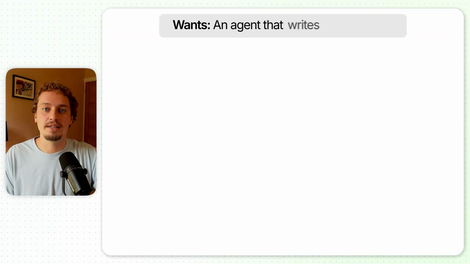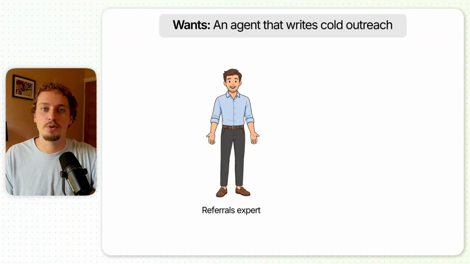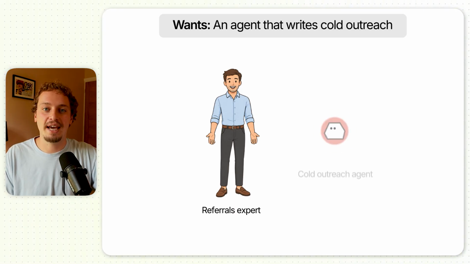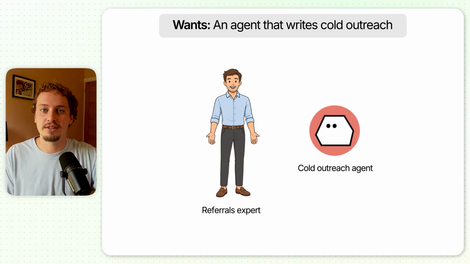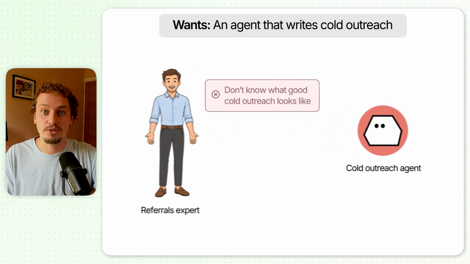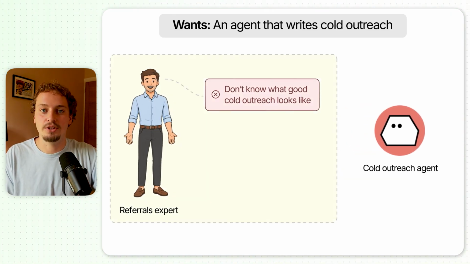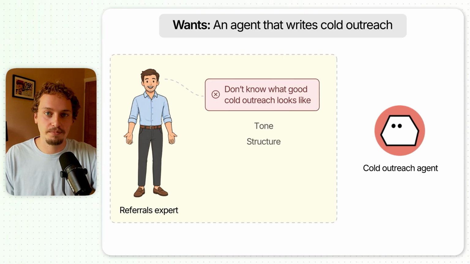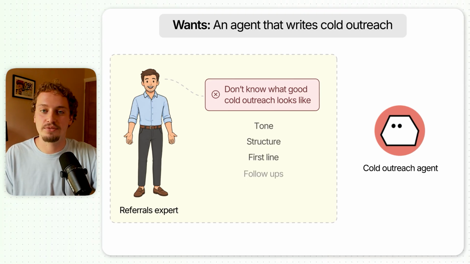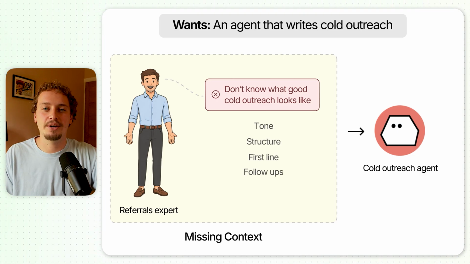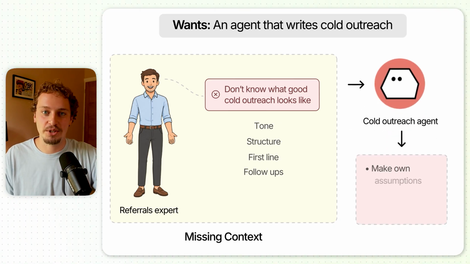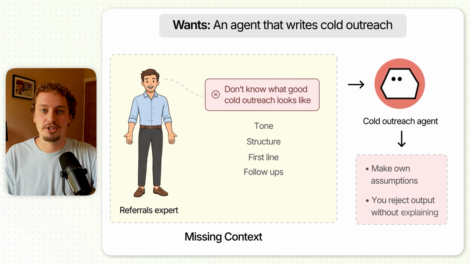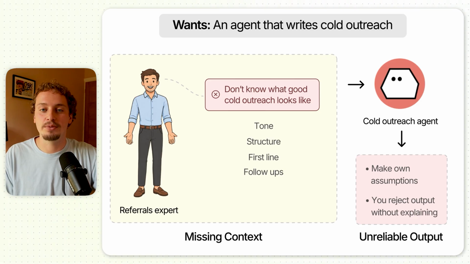A common one is cold outreach. Someone who's always grown their agency through referrals suddenly decides they want an agent to write cold emails for them. But if you've never personally written cold outreach that's worked, you don't know what good looks like. You don't know the tone, the structure, what to say in the first line, when to follow up, which means you can't tell the AI any of that either, which means it's going to make its own assumptions and you're going to keep rejecting the output without being able to explain why.